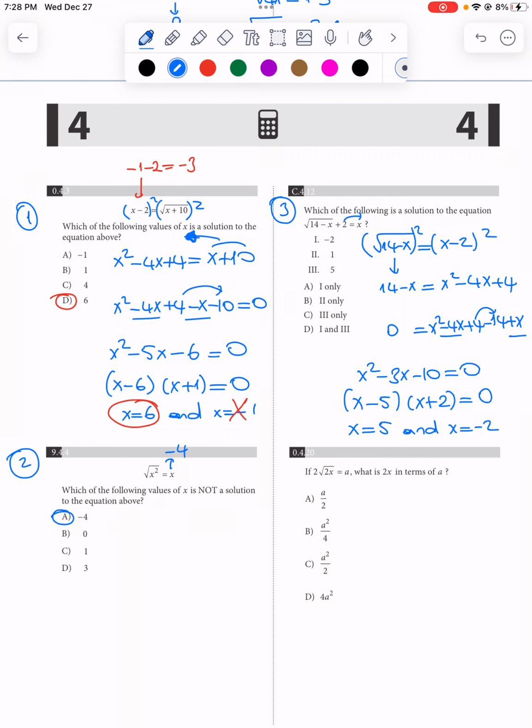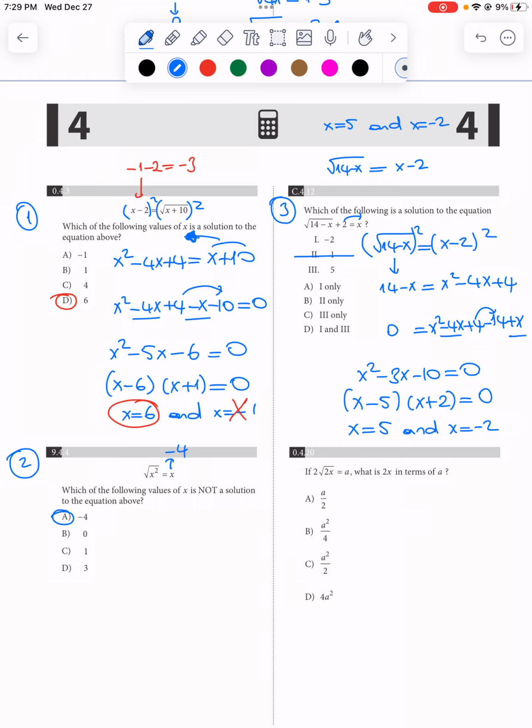Okay, so we have three different statements here for this question. For the first statement, x is equal to negative 2. For the second statement, x is equal to 1. For the third statement, x is equal to 5. We can eliminate the second statement because we do not have it. Okay, so then 5 and negative 2, we can try them. So I will rewrite my equation: square root of 14 minus x is equal to x minus 2. So we have two possible solutions. One is x equal to 5. The other one is x is equal to negative 2.